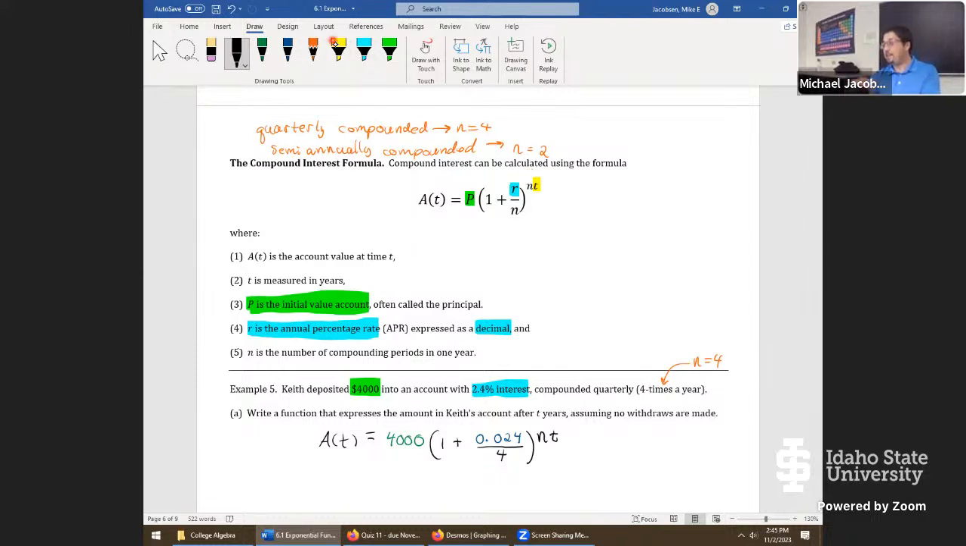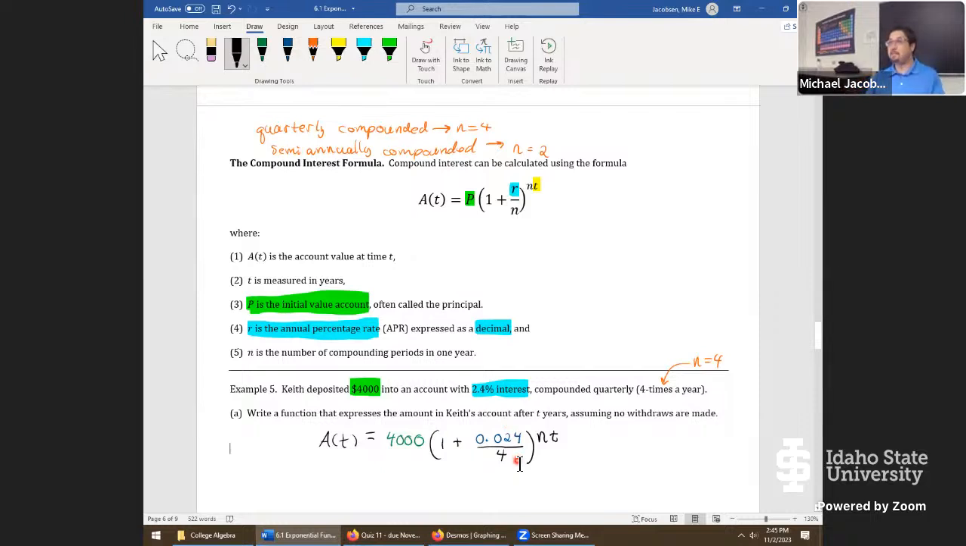So that's our entirety of part A. We just write it in like that. And these are typically not simplified. And honestly, it's a good idea not to, because if you leave it in this format, it's clear that we invested 4,000 initially. It's even more clear what the interest rate is. It's right there as a decimal. And down below, it tells us how many times it was compounded. If we were to simplify everything inside, we would have hidden all that information.